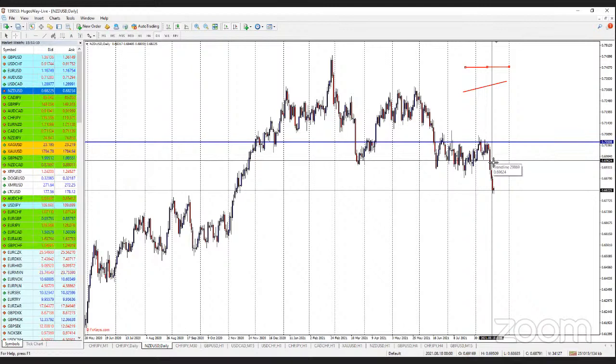And we know that we had the New Zealand dollar interest rate news this week, which was proposed to actually increase the interest rate from 0.25% to 0.50%.